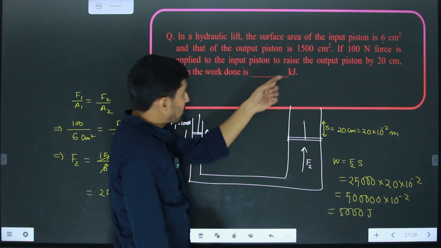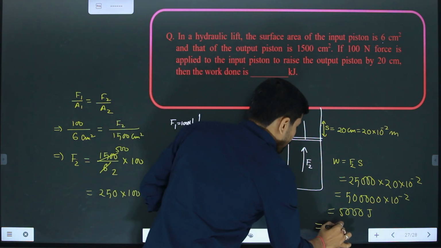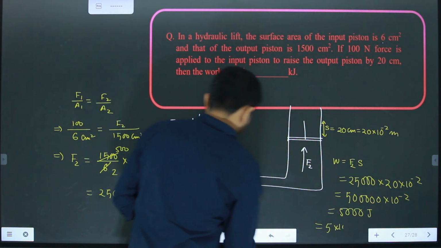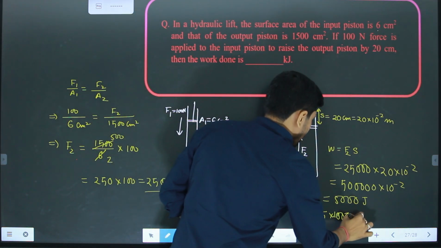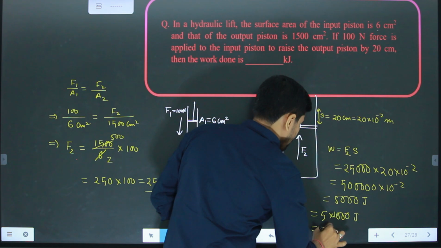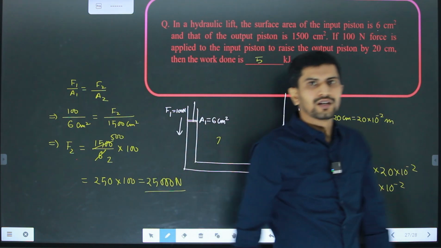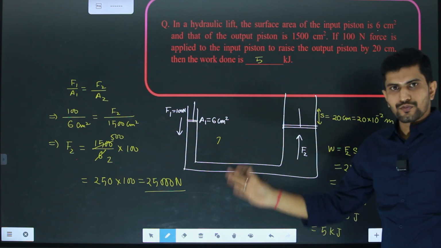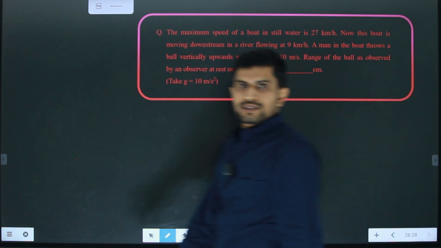Okay, but the answer is given in terms of kilojoule, and therefore this will be equal to 5 into 1000 joule. So this is 5 kilojoule. So answer is 5 kilojoule. Now let's move to the next question. I think this is the last question.